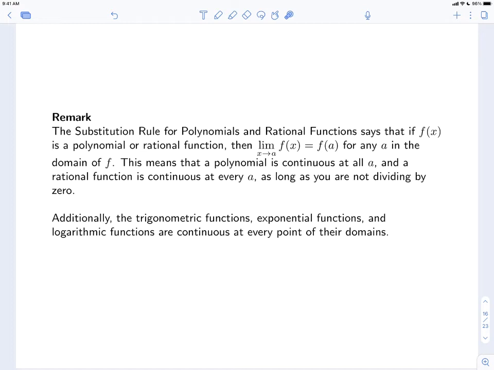So a rational function and a polynomial are both continuous on their entire domain. These aren't the only functions. The trigonometric functions, the exponential functions, and the logarithmic functions are also continuous at every point of their domains.